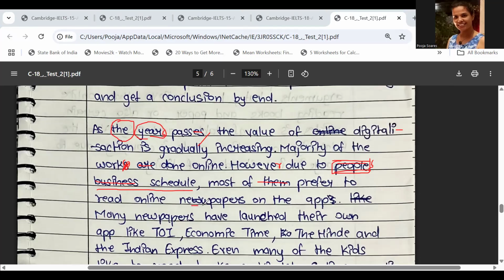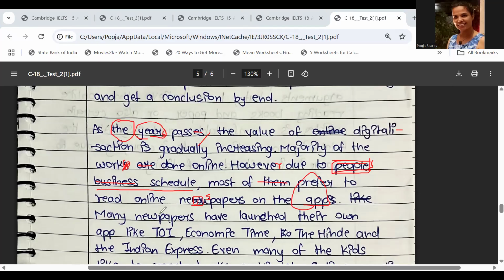I'm not sure what is this new W is cut and again W is written and S is missing. Newspapers on the go. Okay, on the go or on the app. App is not a word actually, it's application, online application.